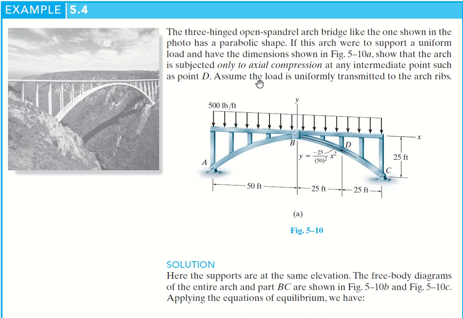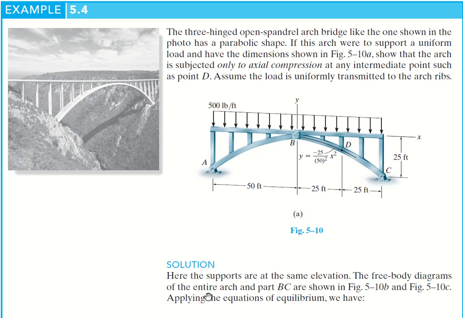Assume that the load is uniformly transmitted to the arch ribs. So these are the arch ribs, and it says that the load is transferred uniformly. The height of the crown is 25 feet, and the equation is given to you, right? Now in the solution, it says that the supports A and C are at the same elevation.